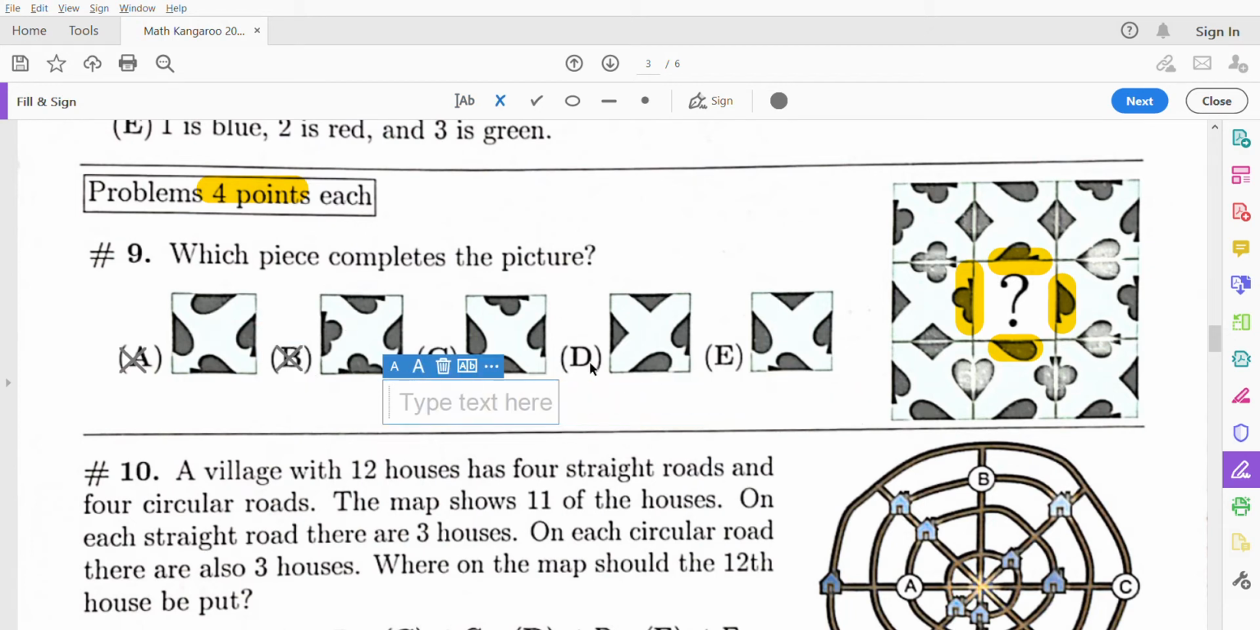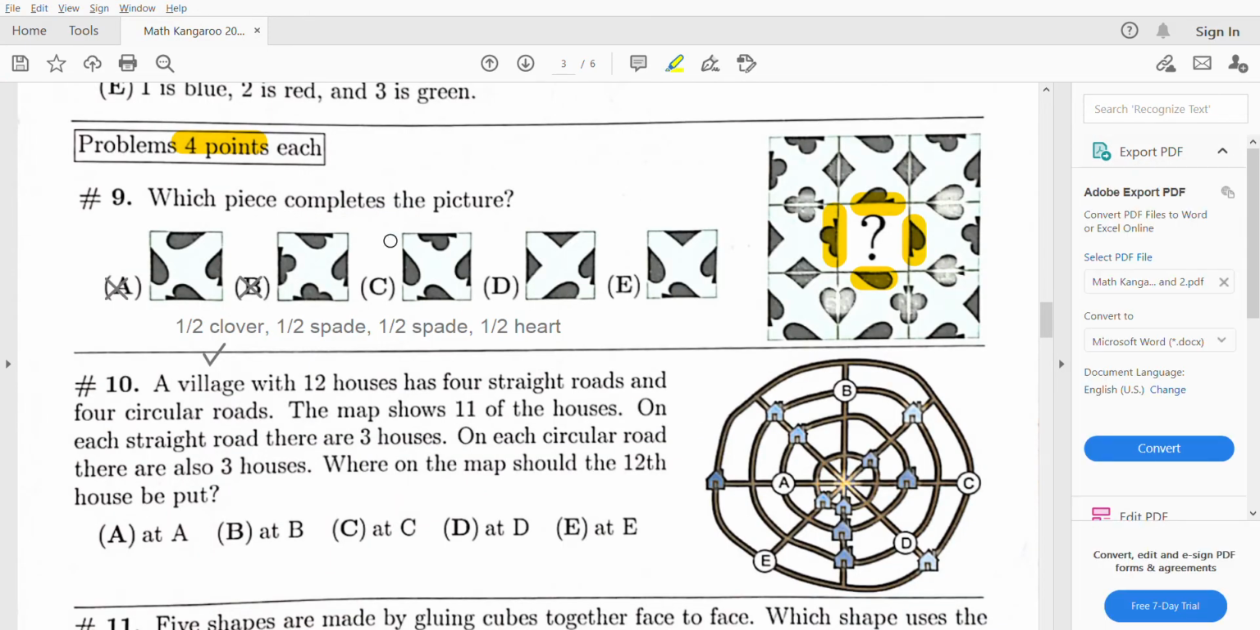Now, on to C. C has half a clover, half a spade, half a spade, and half a heart. So this is everything that we need: half a clover, half a spade, and half a heart. If we were to put it in the correct order, first half a spade, so let's put a check. Then another half a spade, then half a heart, and then half a clover. So that is why the answer for number 9 is C.